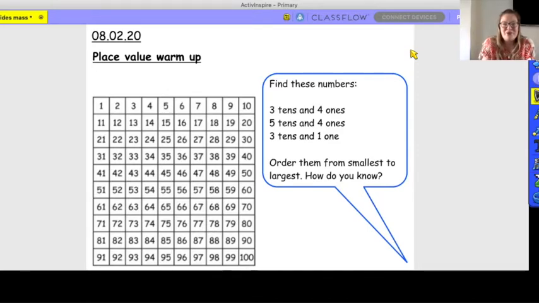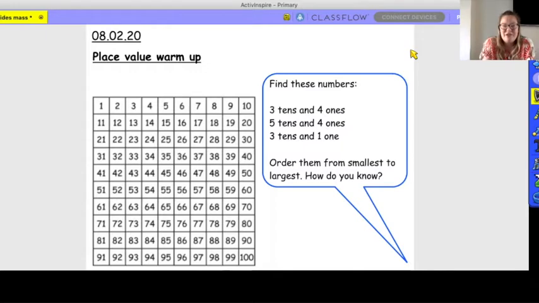You can either use the one on the screen or you can use one printed if you have it. I'm going to give you some numbers to find, but I'm going to say it using the place value. For example, find this number, 3 tens and 4 ones. Well done, Year 2. You should have correctly put your finger on the number 34.